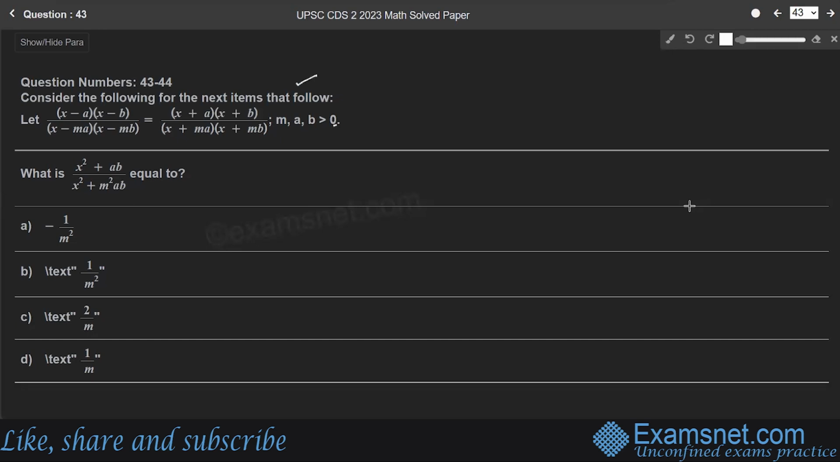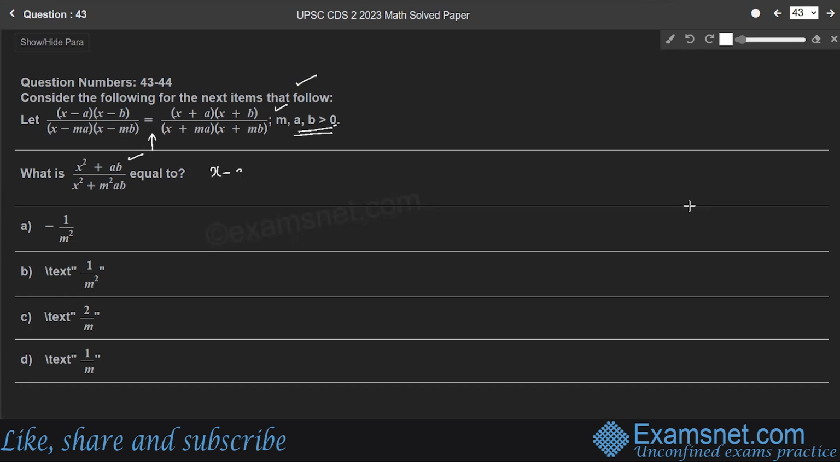Question 43. Let x minus a into x minus b, whole divided by x minus ma into x minus mb, be equal to the right hand side part, where a and b are greater than 0. What is the value of x square plus ab by x square plus m square ab? So let us reduce the given equation to the form of x square plus ab by x square plus m square ab. For that, let us simplify this. So let us rearrange the given terms.